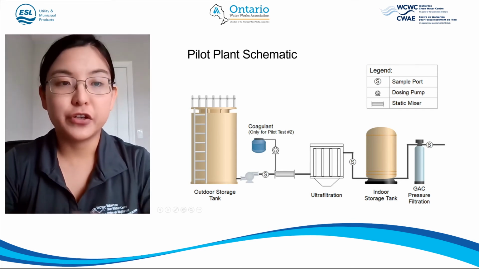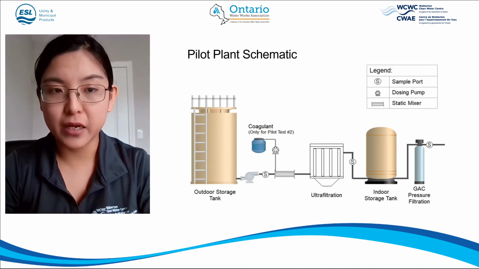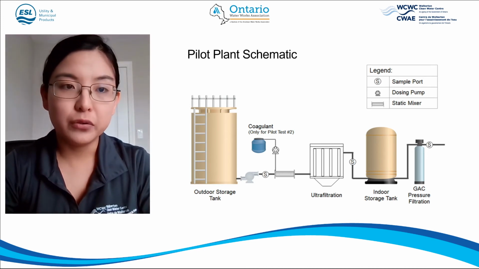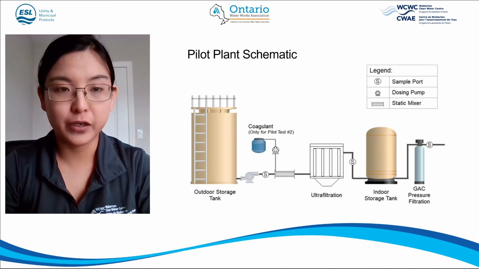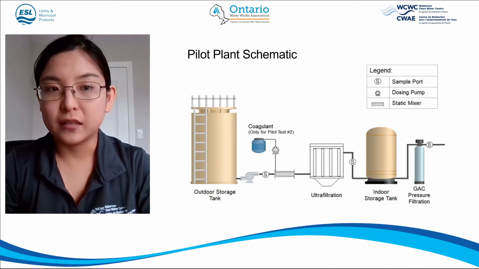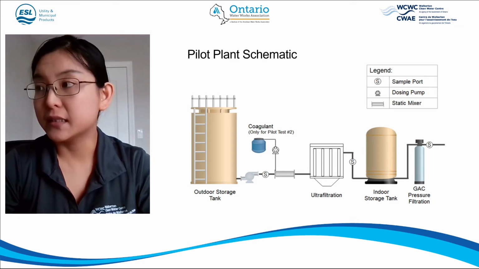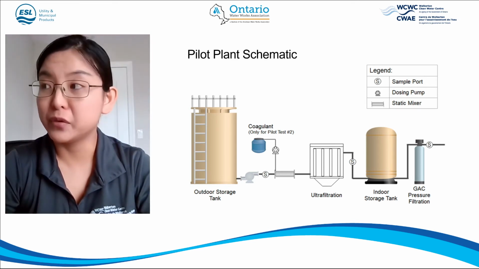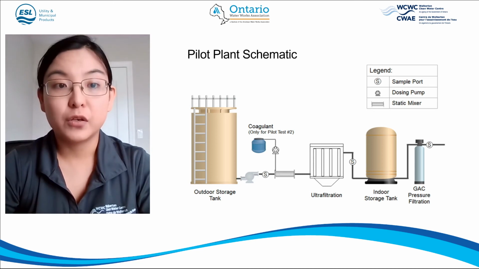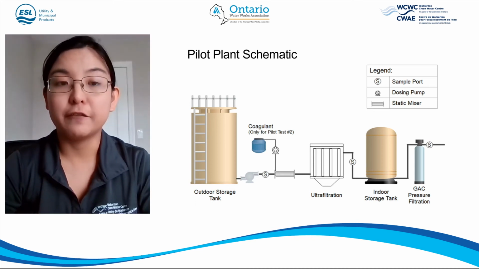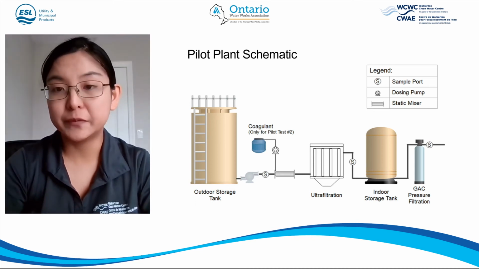For another test, we added inline coagulation. That means we dosed coagulant before the static mixer, before ultrafiltration. The product we used was PAC-6, which is a polyaluminum chloride coagulant, at a dose of 5 milligrams per liter.